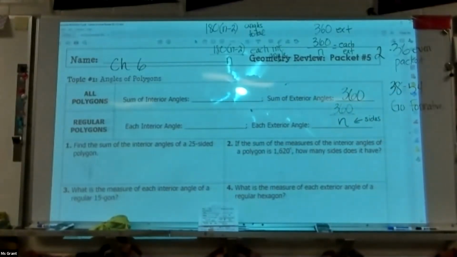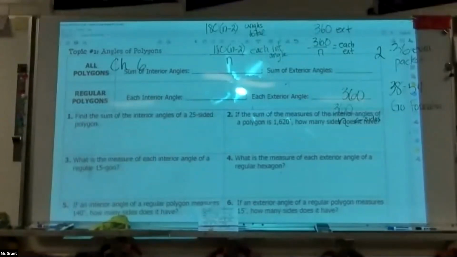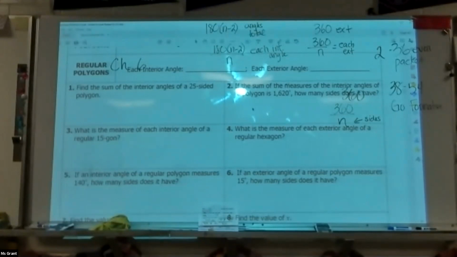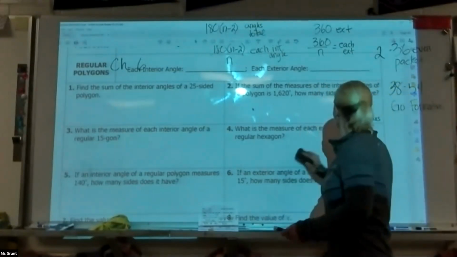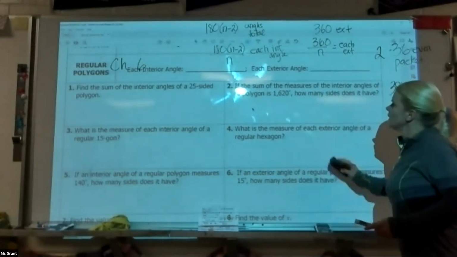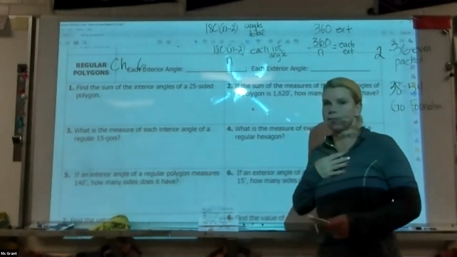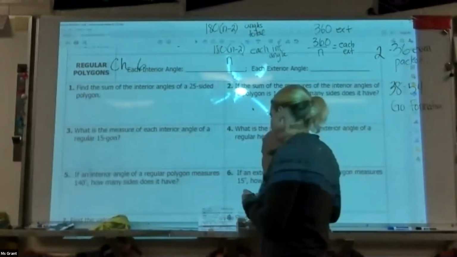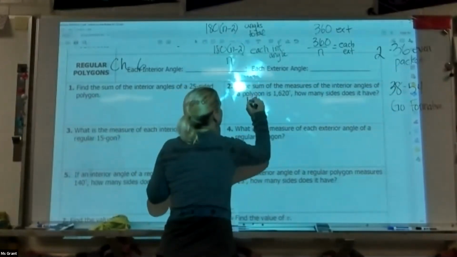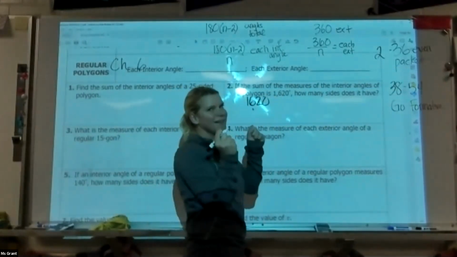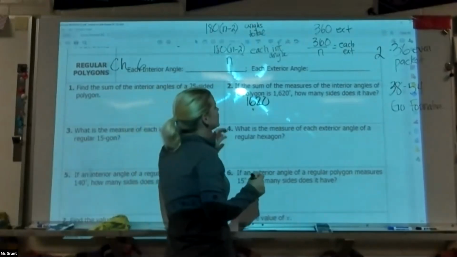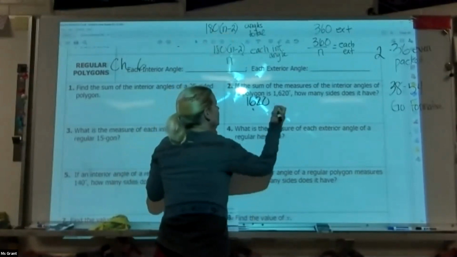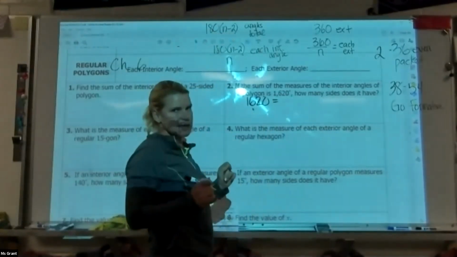All right, here we go. 2, 4, 6. Let's do some of these. Yeah, that looks good. The sum of the measures, so I know the sum of the measures. It's 16, 20. How many sides does it have? Well, if it has 16, 20, ooh, look at that. Beautiful. That's the sum of the measures. The sum of the measures is 180 times n minus 2. So I know that the answer is 1,620.